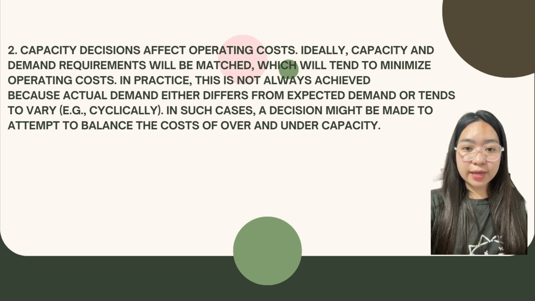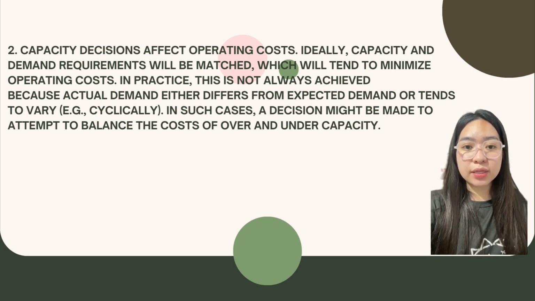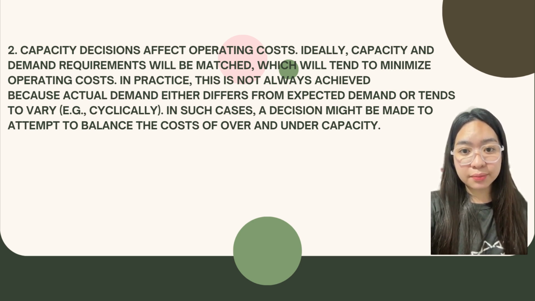Capacity decisions affect operating cost. Ideally, capacity and demand requirements will be matched, which will tend to minimize operating cost. In practice, this is not always achieved because actual demand either differs from expected demand or tends to vary. In such cases, a decision might be made to attempt to balance the cost of over and under capacity. So they affect operating cost. Mismatched capacity equals wasted money.